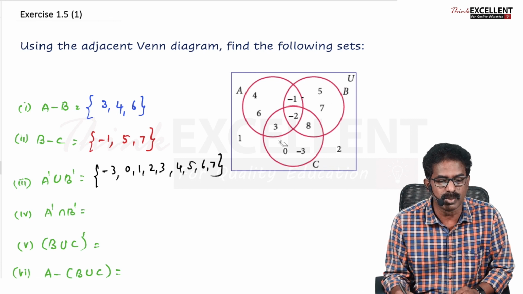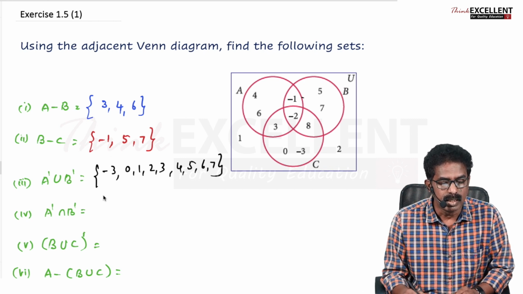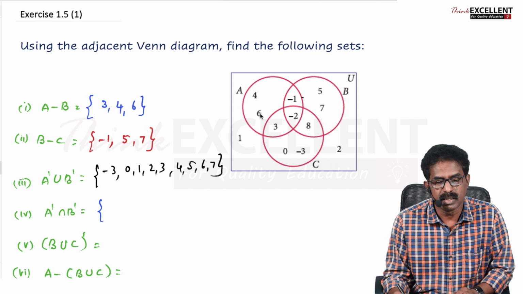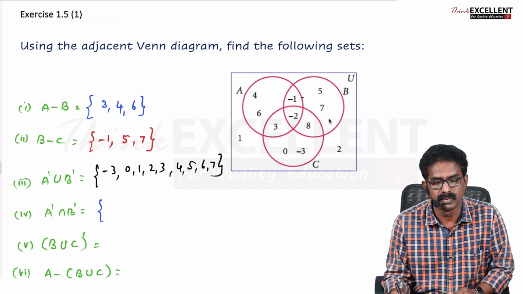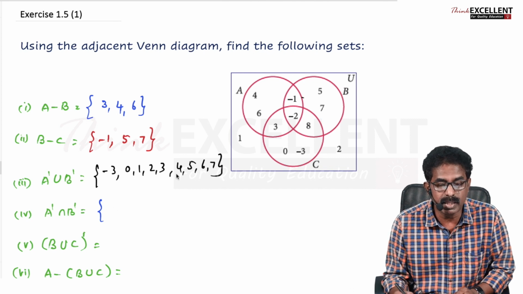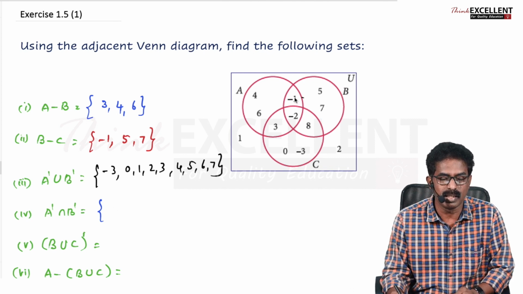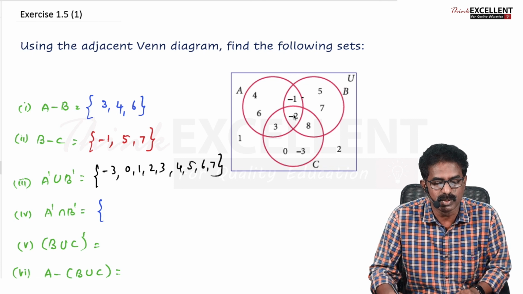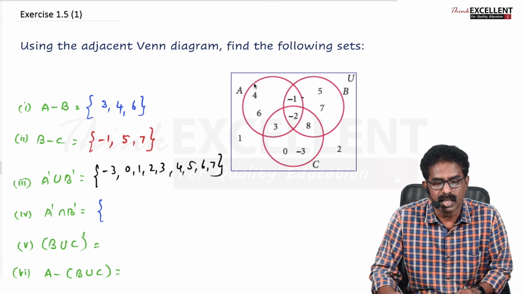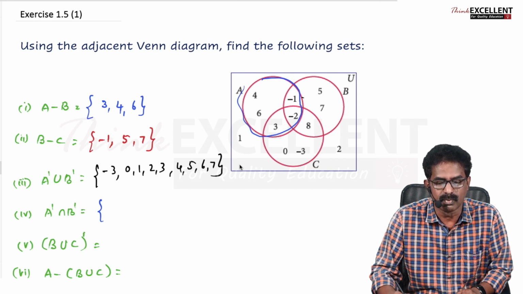That also is a complement only. A dash intersection B dash. Listen, A dash, A is outside fully you take. Then B dash, B is outside. Okay. So can you guess, find out which portion will you get? A is outside, so don't take this, okay? Its outside portion fully you take. So everything will come, right? Then B dash means B's outside fully you take.